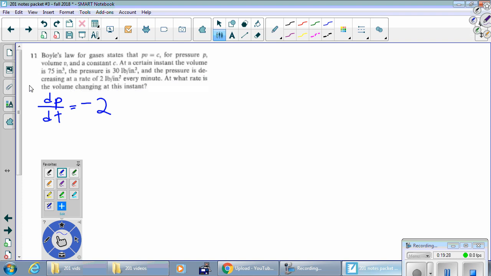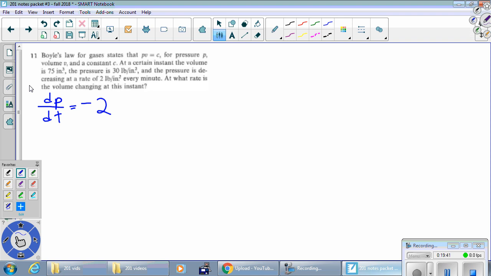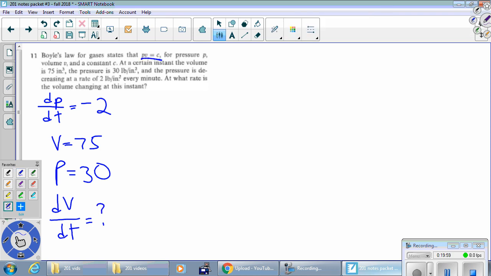And then it says that the volume is supposed to be 75 at the one moment and the pressure is 30 at the one moment. I haven't really been writing those things at this spot in the problem, but I'm just going to write them. So at some point, the volume is 75 and the pressure is 30. Okay, and it says, at what rate is the volume changing at this instant? So that's our question mark, dV/dt equals question mark. And the only thing we can do is take a derivative of that equation. So let's do it. Derivative of both sides of that equation.